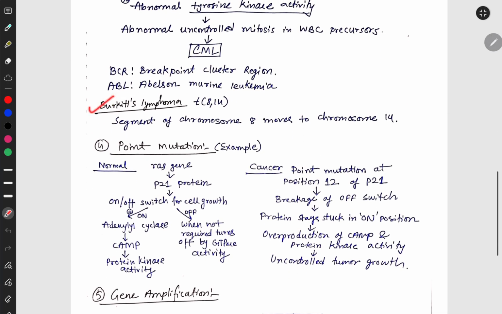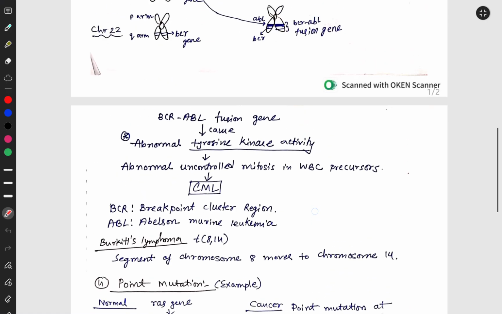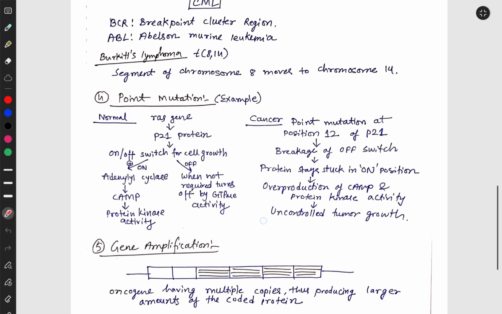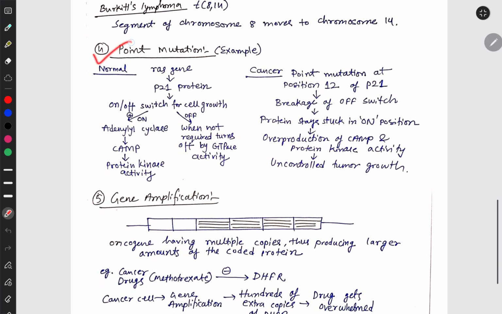Also this occurs in Burkitt's lymphoma, which is t(8;14). Part of the 8th chromosome goes into 14. In CML part of 9 goes into 22. Okay, so this is chromosomal translocation. Now the remaining two, one is point mutation. We are giving an example. First see what is happening in a normal cell and what is happening in a cancer cell.